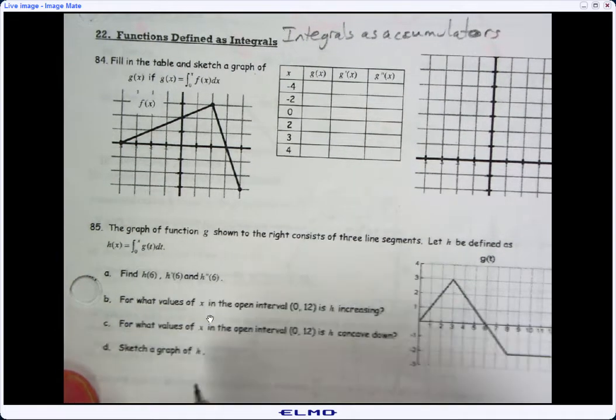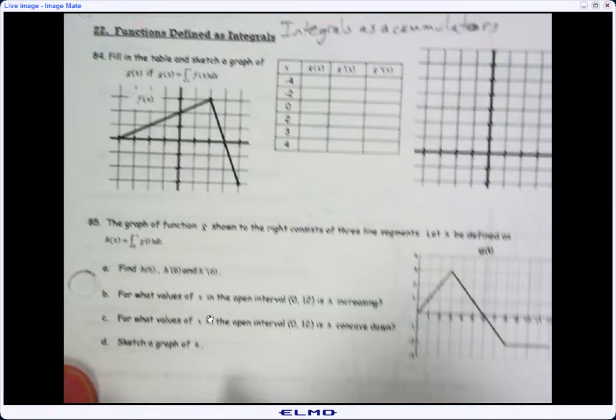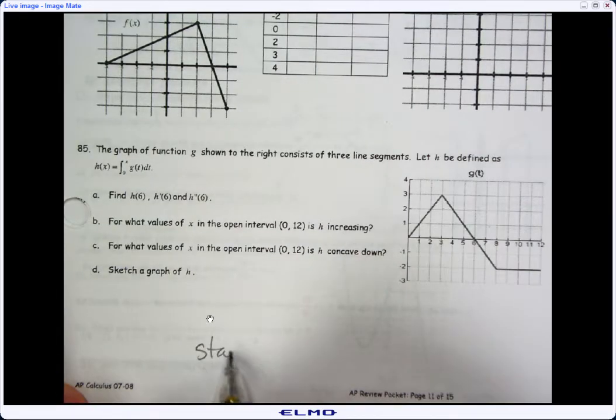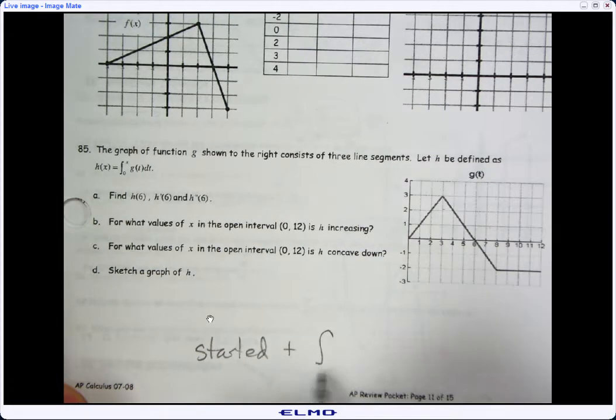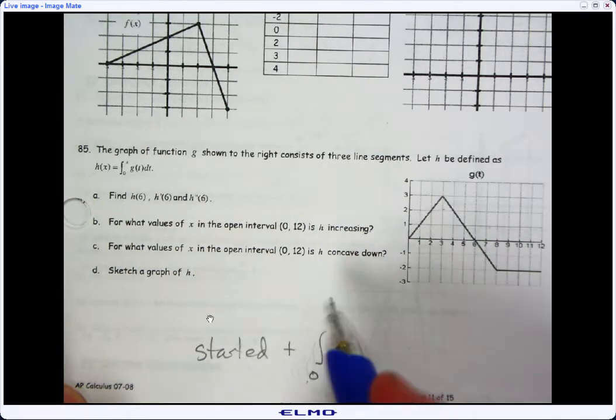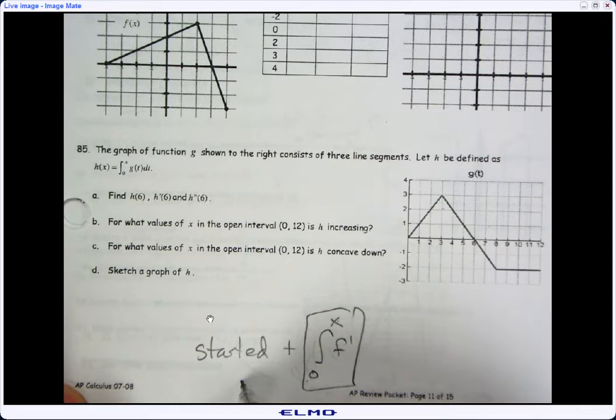So the accumulator means the basics are where you started, which is whatever your condition is, plus the integral from wherever you're at. Sometimes you start at 0, sometimes you start at 5. The integral of the derivative, so the derivative or the rate, this is the total change. So where you start plus the total change is where you end up.